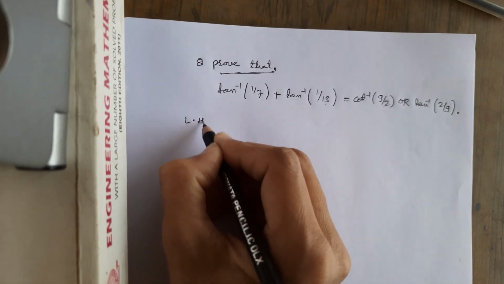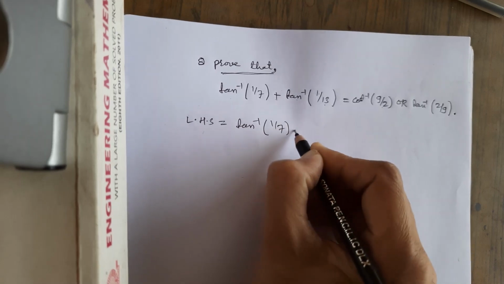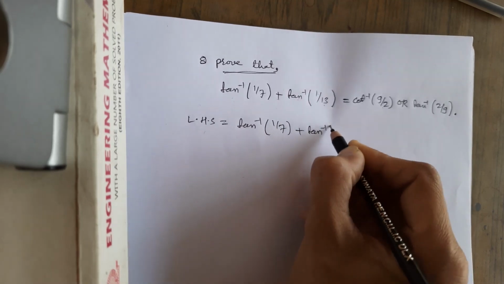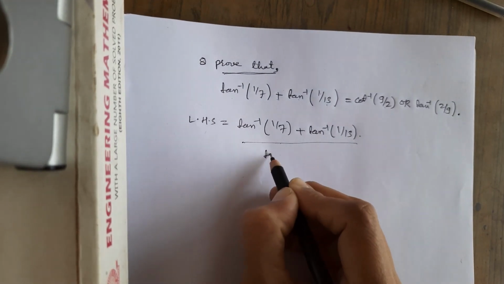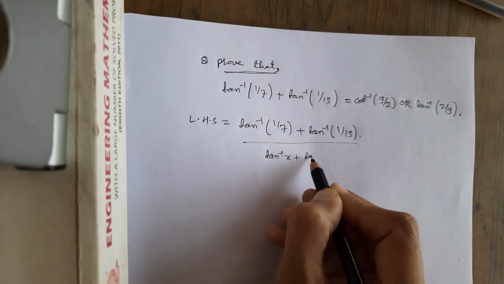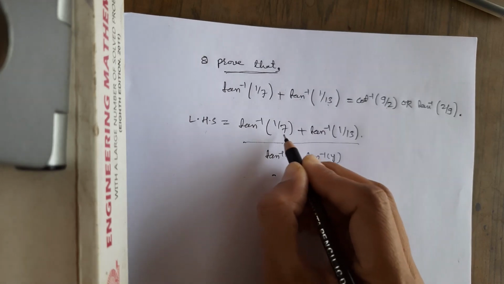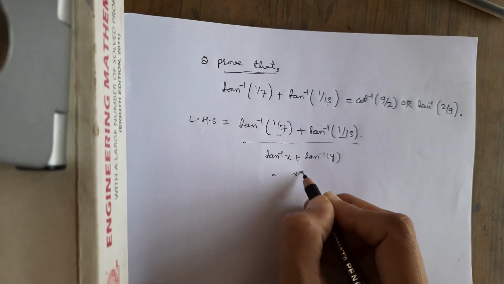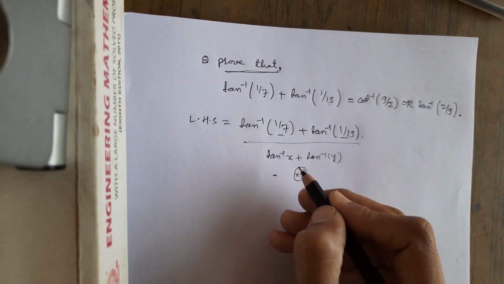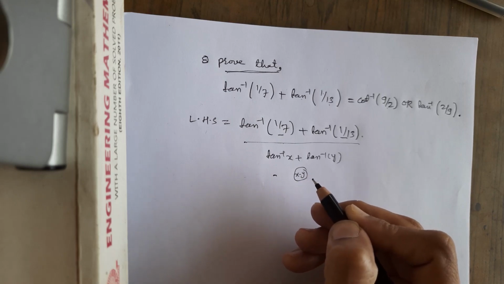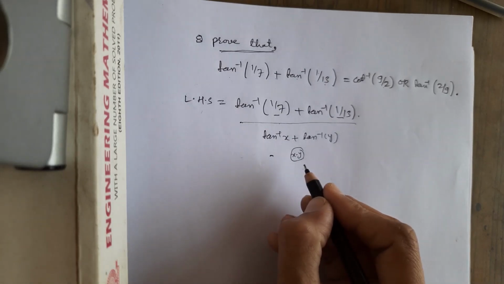Now I will just take the LHS. How will I show it? Tan inverse of 1 by 7 plus tan inverse of 1 by 13. Now it is similar to tan inverse of x plus tan inverse of y. My first task is to check whether these values are positive, and the product of these values. If the product is less than 1, I write the same formula that I used in the previous lecture, and if it is greater than 1, I need to add pi there, right?